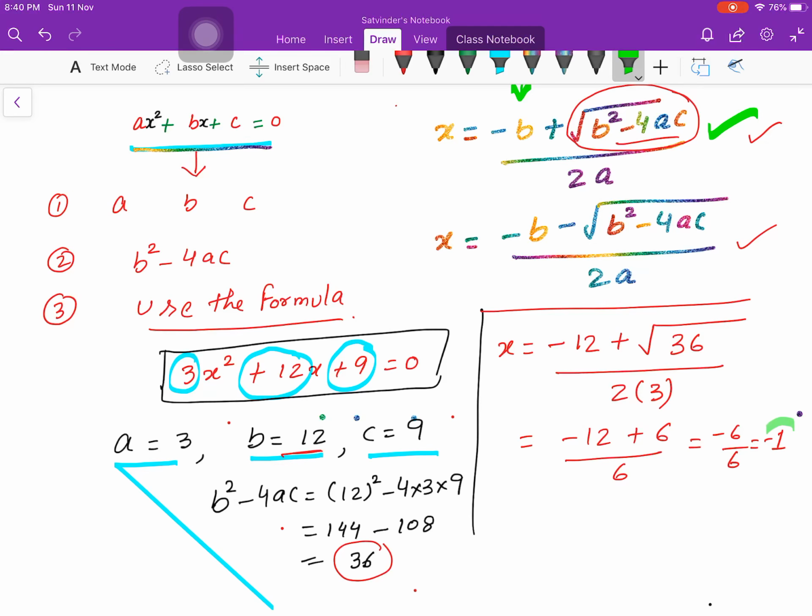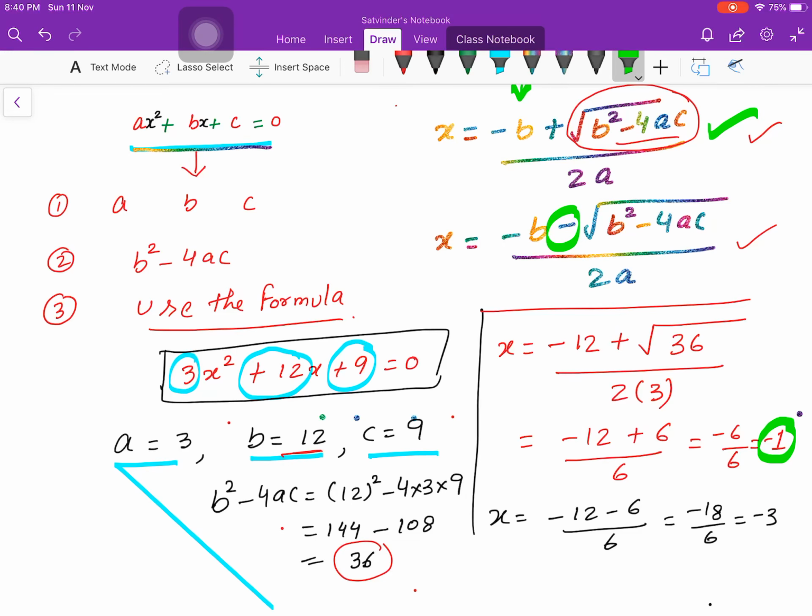So you got your first answer, which is negative 1. In the same way, we can find out the second value of x. In the second value, you can see it's minus. Only because of minus you have to find out the second answer. Everything is the same. So what we are going to do: negative 12, negative 6 over 6. Okay, so negative 18 over 6, which is negative 3.